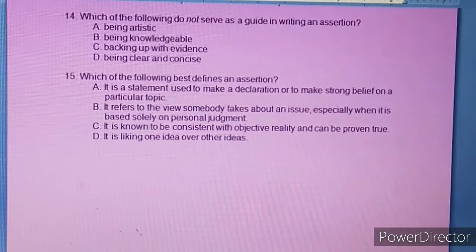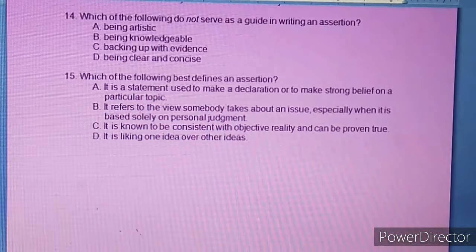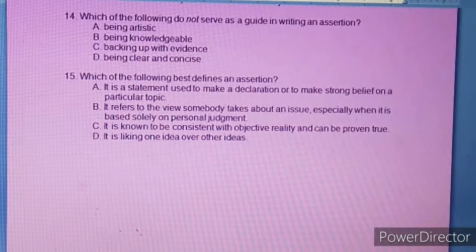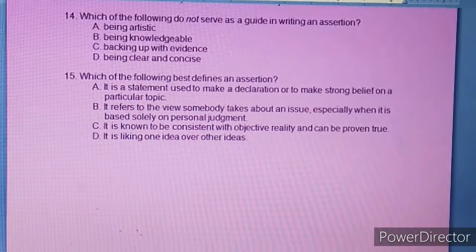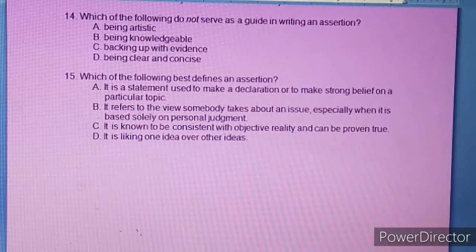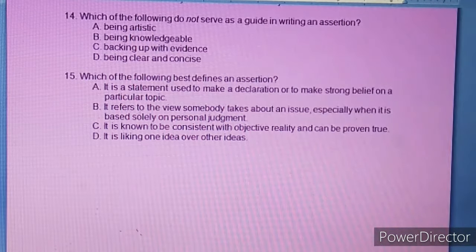Number 14. Which of the following do not serve as a guide in writing an assertion? A. Being artistic. B. Being knowledgeable. C. Backing up with evidence. Or D. Being clear and concise. The correct answer for number 14 is letter A.